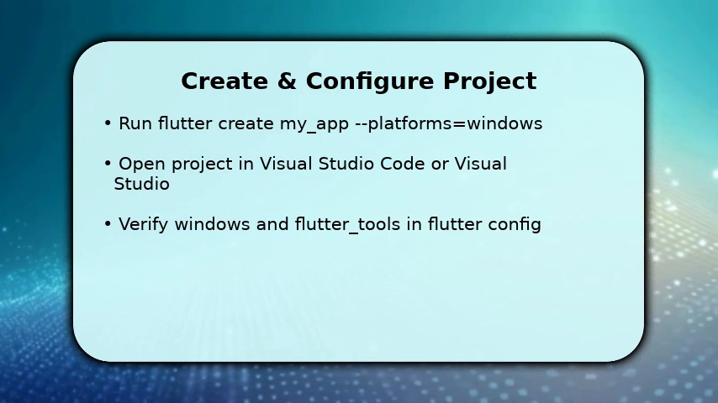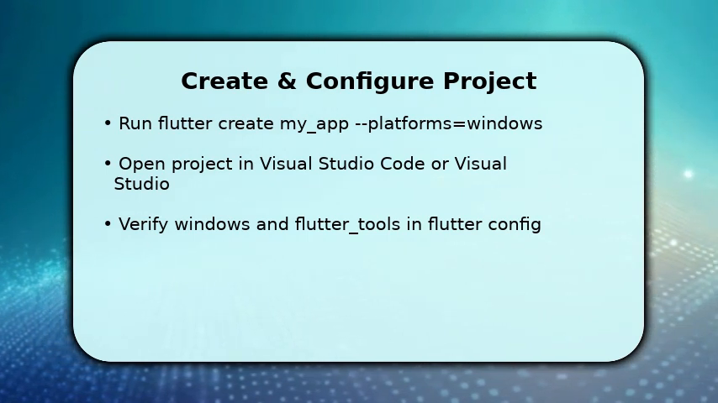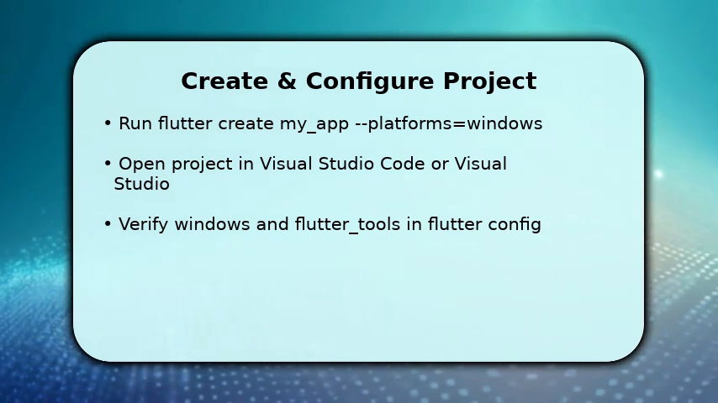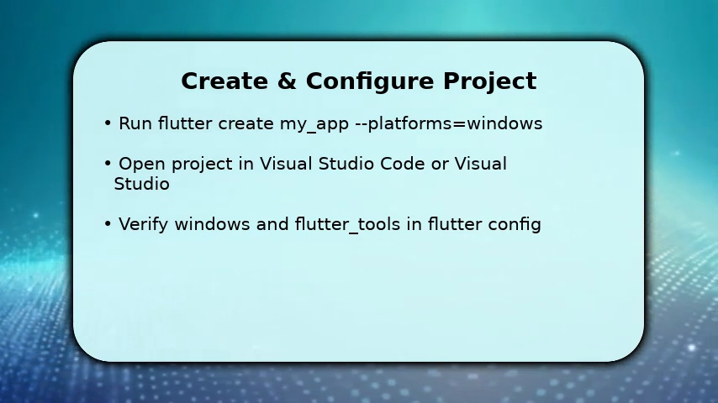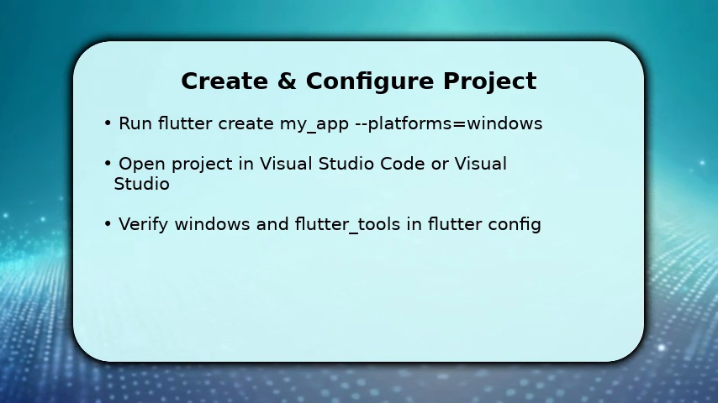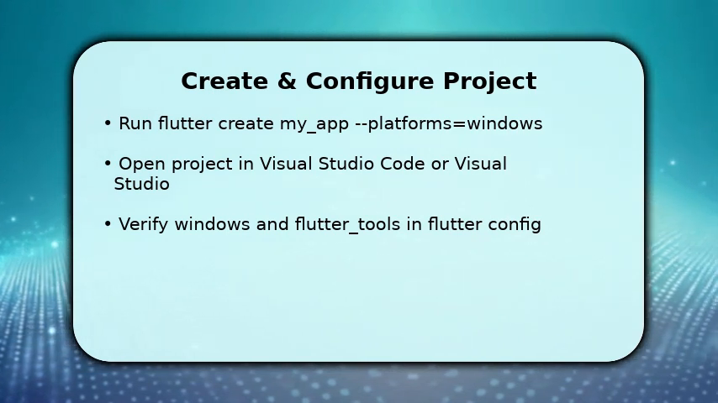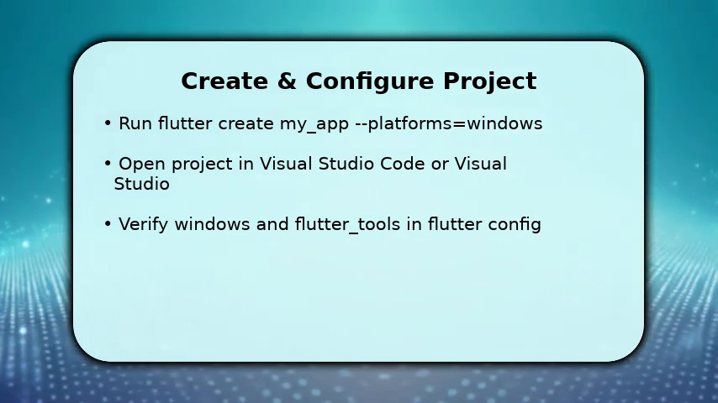Once opened, run flutter pub get to fetch packages and check flutter config for enabled Windows desktop. Then build once with flutter build windows to generate native binaries and confirm the toolchain compiles. This step reveals missing compilers or CMake issues early.